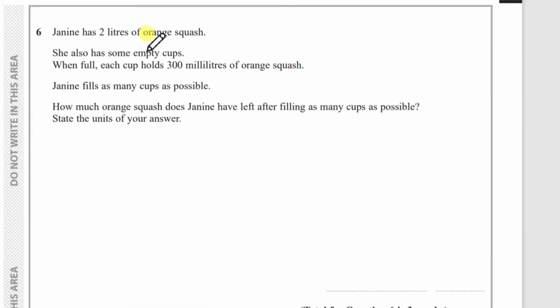Now, Janine has 2 liters of orange squash. She also has some empty cups. Now, when full, each cup holds 300 milliliters of orange squash. So always keep this information, yeah? So 2 liters, that's basically 2,000 milliliters, yeah? So just keep that in mind.